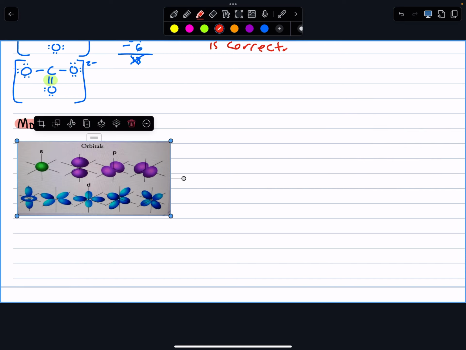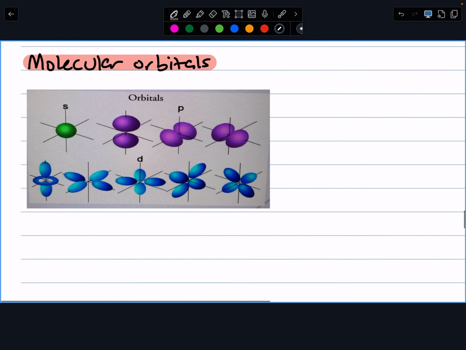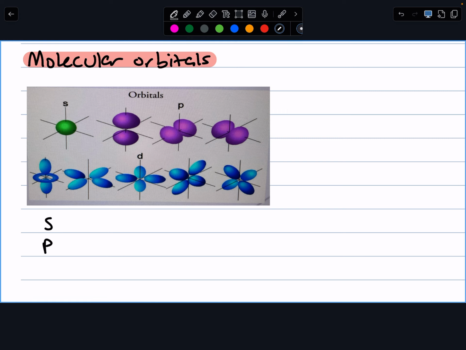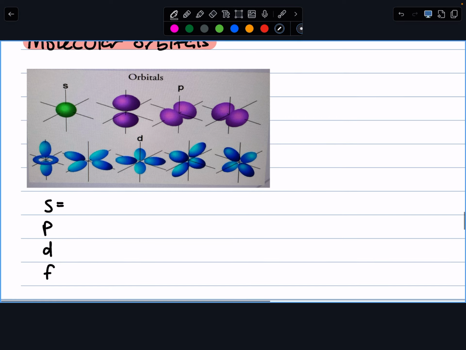Okay, good. So molecular orbitals, let's talk about them. Remember, we learned about this in chapter 5. There are 4 different subshells: S, P, D, and F. How many orbitals does S have? Do you remember? 1. Look at the picture. How many shapes do you see here?